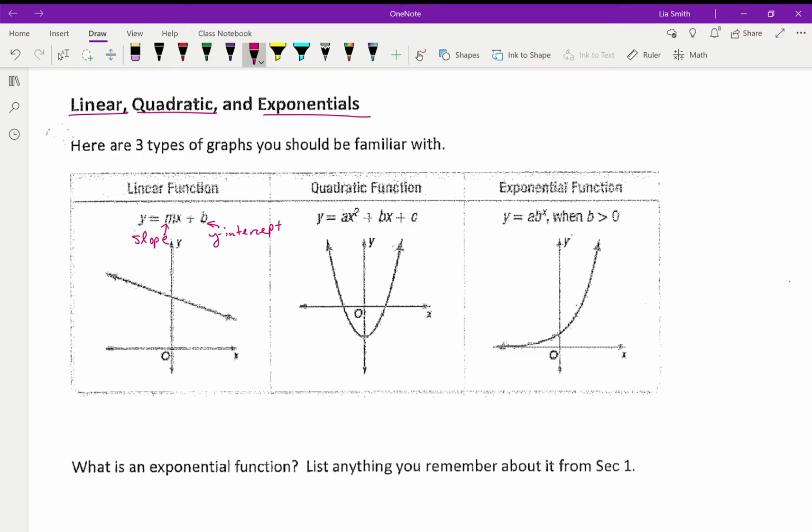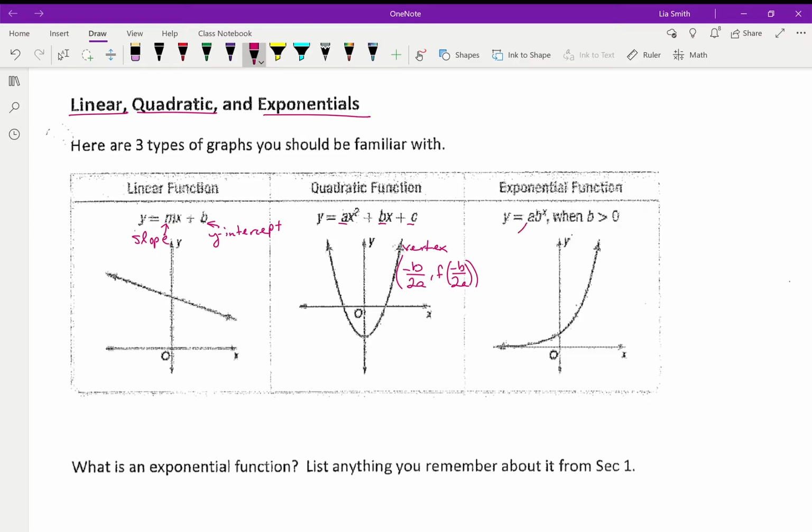Quadratic function, we have our a, b, and c. Remember that we are able to find our vertex by doing negative b over 2a, and then we plug that back in order to find the y value of our vertex. We also have the exponential function, which is something you covered in secondary 1, but you probably haven't thought of in a very long time.